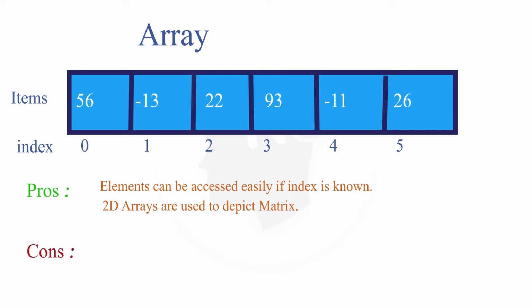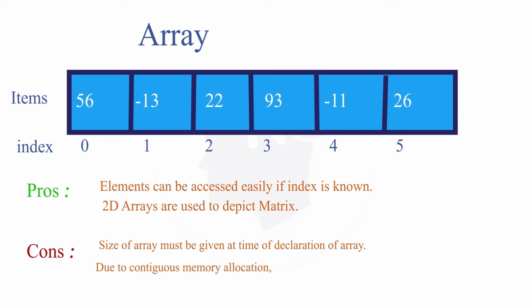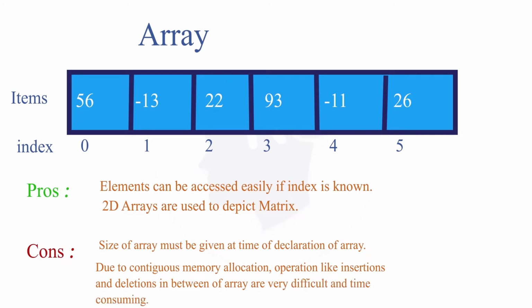Disadvantages of using array. When the programmer creates an array, they must give the size of the array. If the programmer wants to store more items, then they must create a new array. This is because the size of an array cannot be changed. Due to contiguous memory allocation, operations like insertions and deletions in between of an array are very difficult and time-consuming.